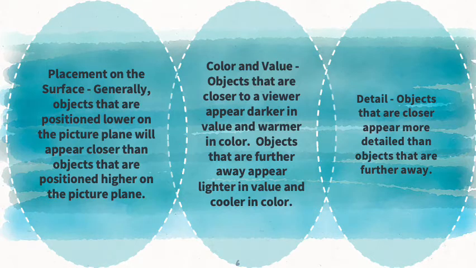And then we have placement on the surface. Generally, objects that are positioned lower on the picture plane will appear closer than objects that are positioned higher on the picture plane. And then color and value. Objects that are closer to the viewer appear darker in value and warmer in color, while objects that are further away appear lighter in value and cooler in color. For details, objects that are closer appear more detailed, of course, than the objects that are farther away.